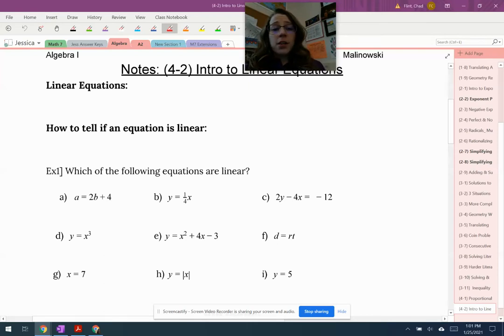All right, algebra kiddos, unit 4, lesson 2. This is a really important concept here of these linear equations. This is like the meat and potatoes of algebra.